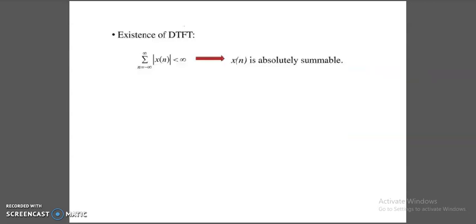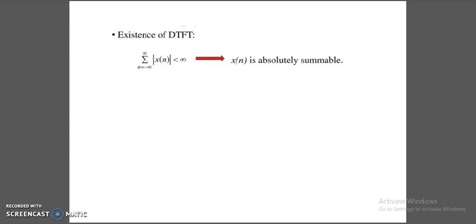We can't find the DTFT for every aperiodic sequence. The reason is that in order to find the DTFT, the sequence must satisfy some condition, that is the signal x of n must be absolutely summable. Mathematically we can express it as summation over n varies from minus infinity to plus infinity, modulus of x of n, must be less than infinity. Then only we can compute the DTFT of the particular sequence x of n.